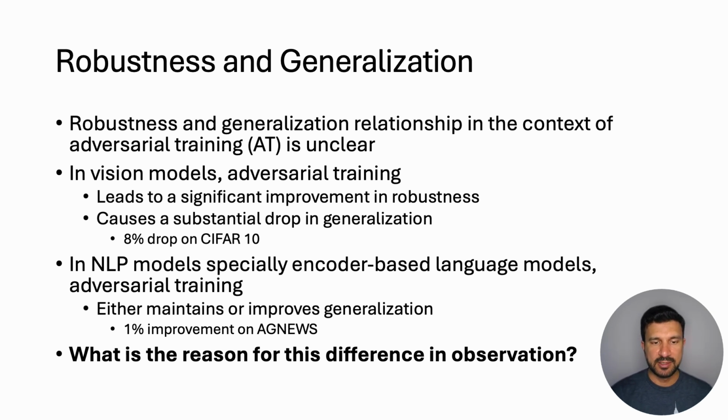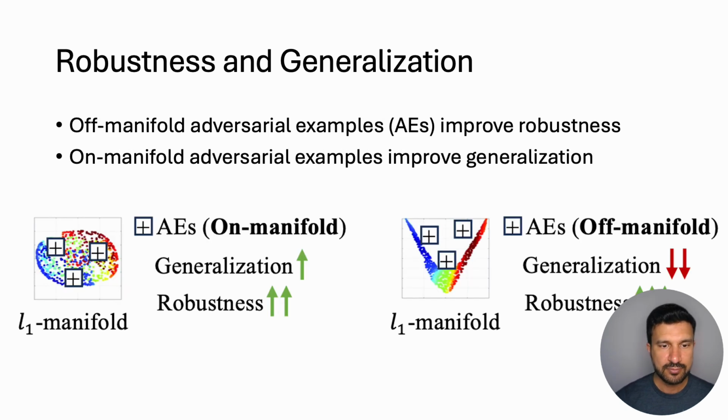On the other hand, in NLP models, especially encoder-based language models, adversarial training either maintains or improves generalization. So what is the reason for this difference in observation? Based on the literature, we observed that off-manifold adversarial examples improve robustness, and on-manifold adversarial examples improve generalization.